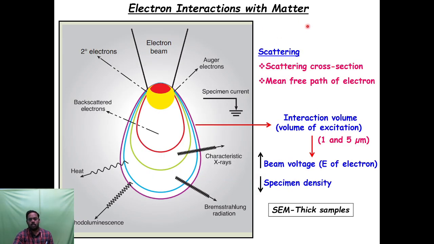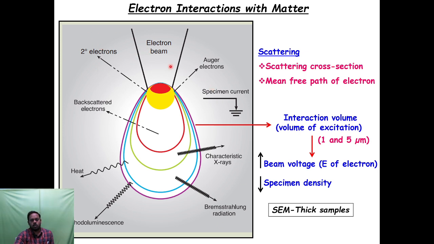Before going into the SEM in detail, let me talk about electron interaction with matter. When the electron beam hits the sample surface, many processes occur. We call these secondary processes, and the electrons ejected from the sample surface are called secondary electrons. We call the electron beam the primary source, the primary electron, and the electrons ejected from the sample surface are called secondary electrons.